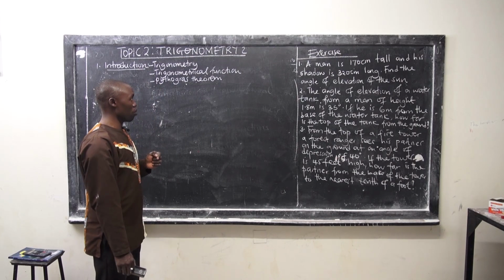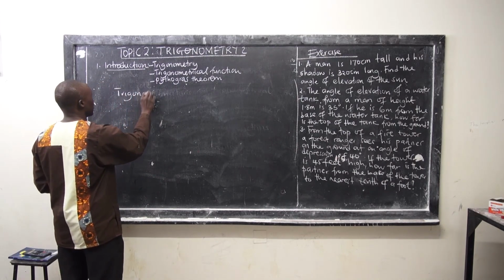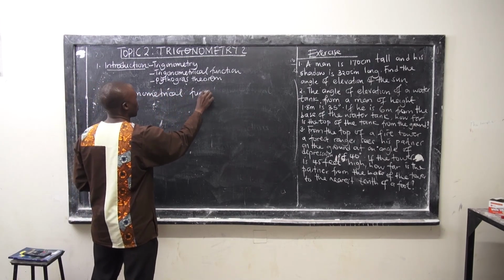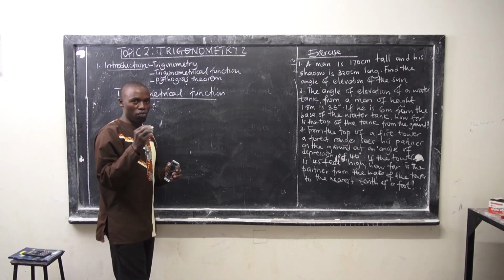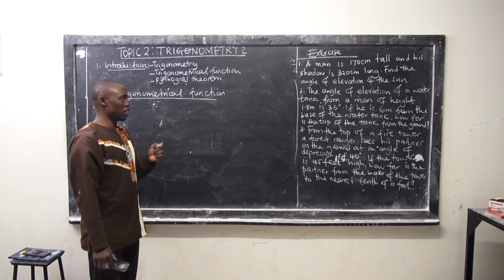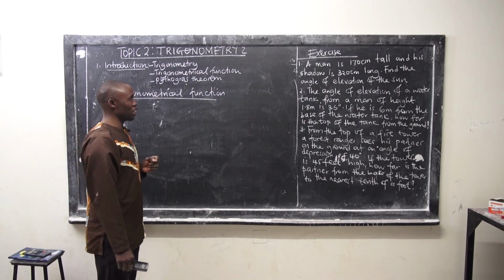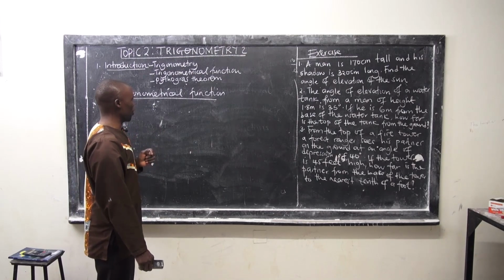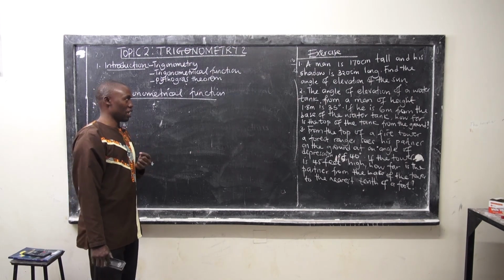Then what are trigonometrical functions? Trigonometrical functions are functions used to relate the angles and side lengths of a triangle. So it means we shall look at how the side length and the angles in a triangle are related to each other using a function called the trigonometrical function. Now, keeping in mind that a function has an input and an output.